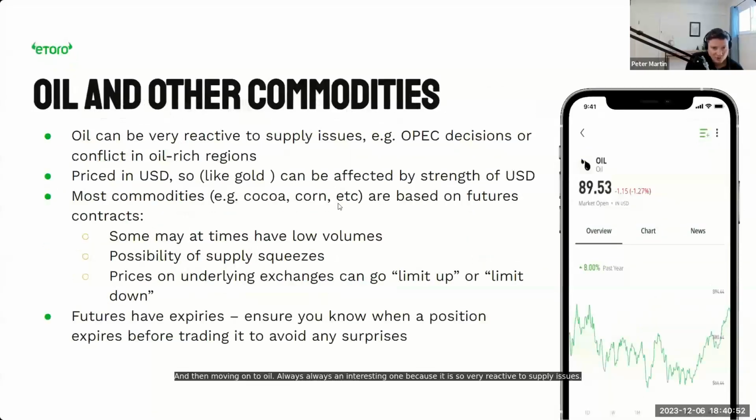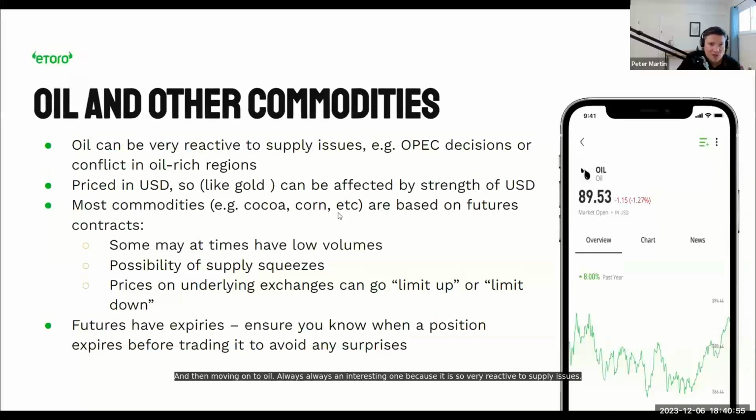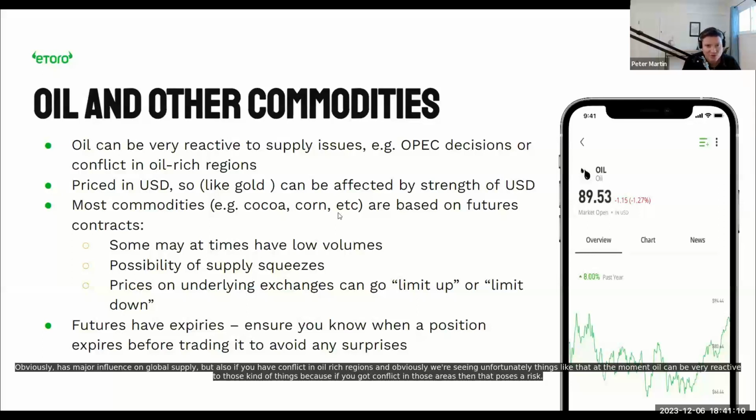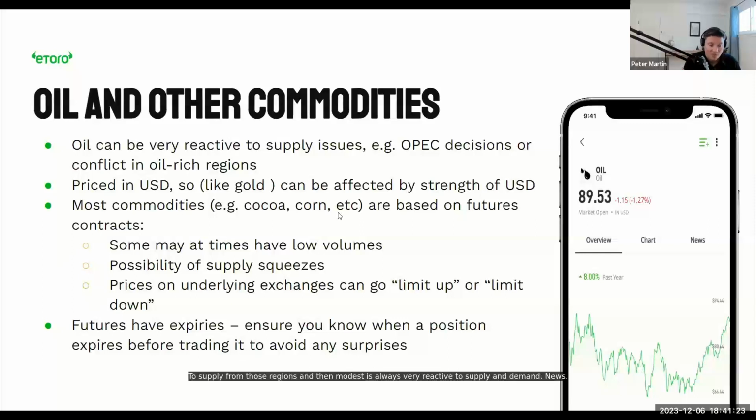And then moving on to oil. Oil's always an interesting one because it is so reactive to supply issues. For example, OPEC making decisions on whether to increase or cut output obviously has a major influence on global supply. But also if you have conflict in oil-rich regions, and obviously we're seeing, unfortunately, things like that at the moment, oil can be very reactive, because conflict in those areas poses a risk to supply from those regions.